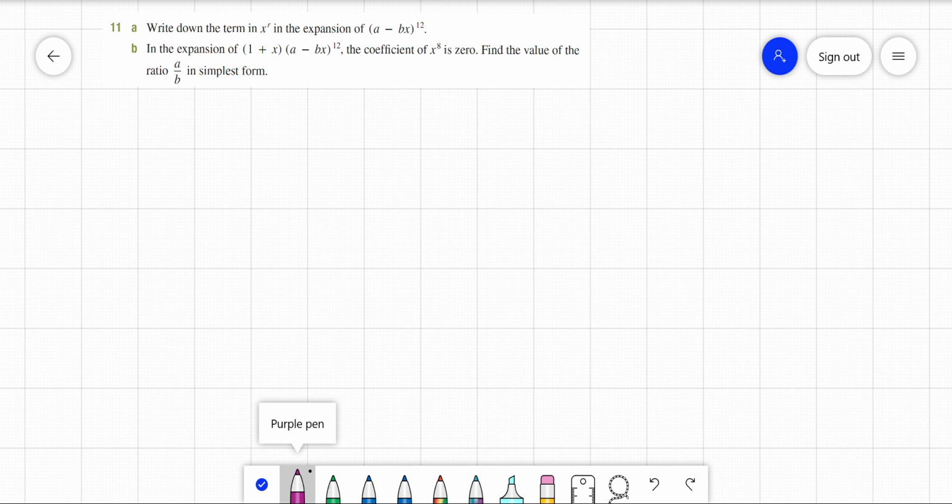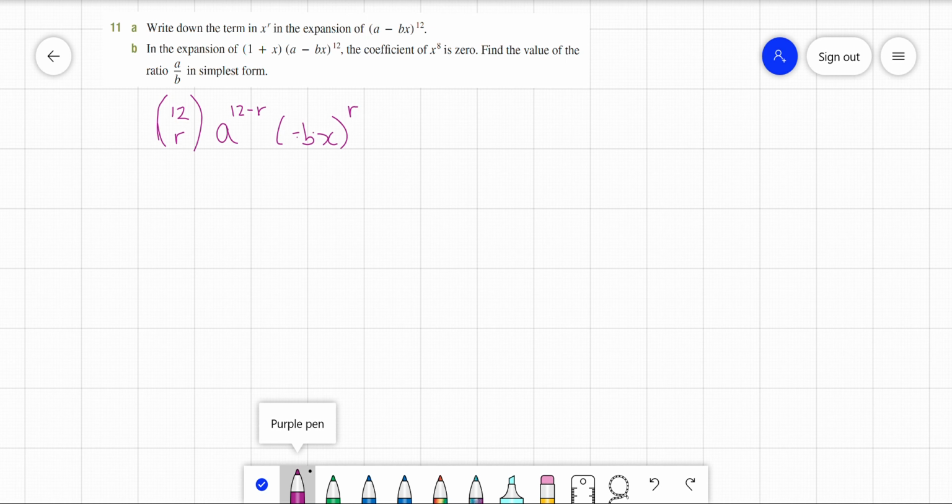So for this one, we write down the term in x^r. Okay, so when I look at just a general term for this expansion, I know it's going to be 12 choose r, some r. The first term I'm going to put to 12 minus r, and the second term, which is minus bx, I'm going to put to r. So that way I've got x to the r happening here. So the term with x to the r in it has all those things.